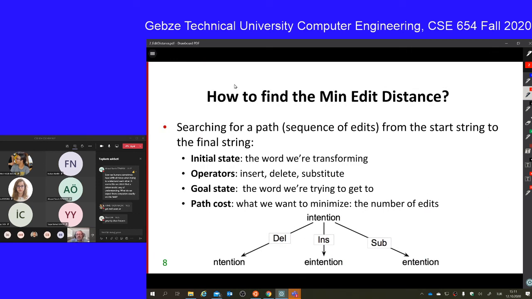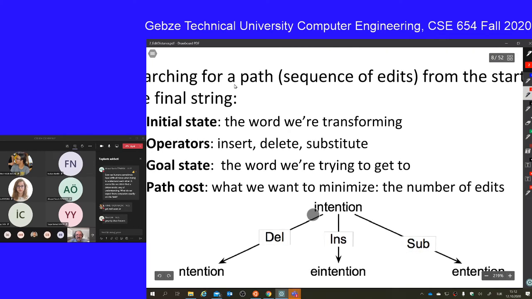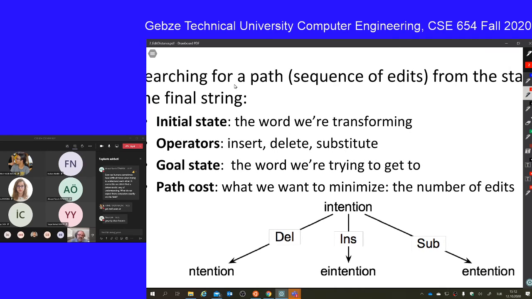So the first solution that we are going to do to find the minimum edit distance is the search, state space search. To make an execution out of intention, remember the last example that I gave you, it was an 8 puzzle game, and I can move the pieces left, right, up, down, shift, etc. In this case, I have 3 operations. I can delete a letter at the beginning. If I delete I, it becomes N tension. If I insert a letter, I put E at the beginning.